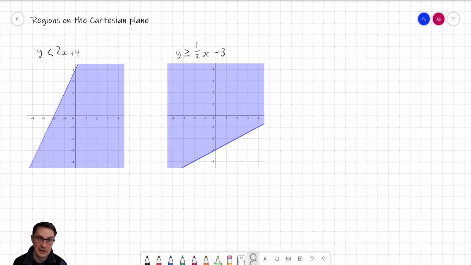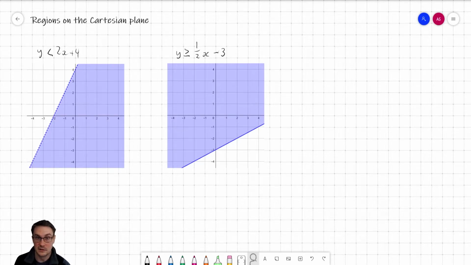In the first example here, we have y is less than 2x plus 4. One key thing here is because it's just a less than sign, you'll notice where the equal sign would be represented with a line, this is represented by a dotted line, a broken line, because it's not including the actual x and y values located on that line. It's only using the values in the shaded area of blue to the right of that.